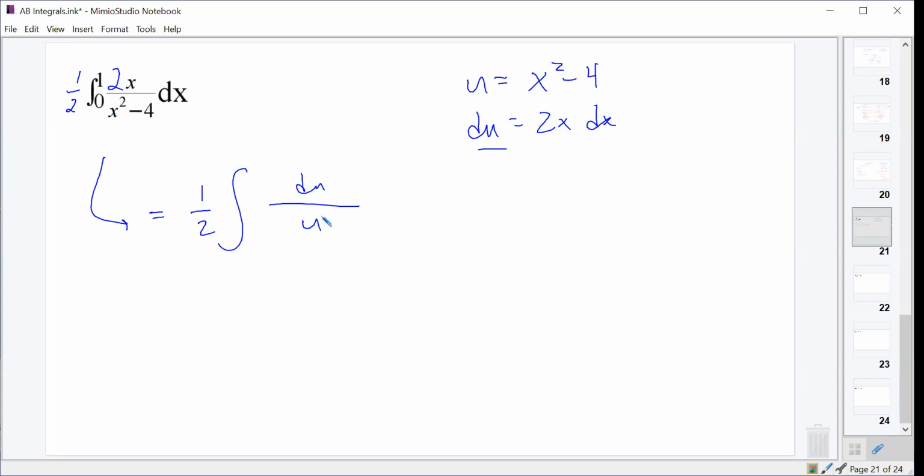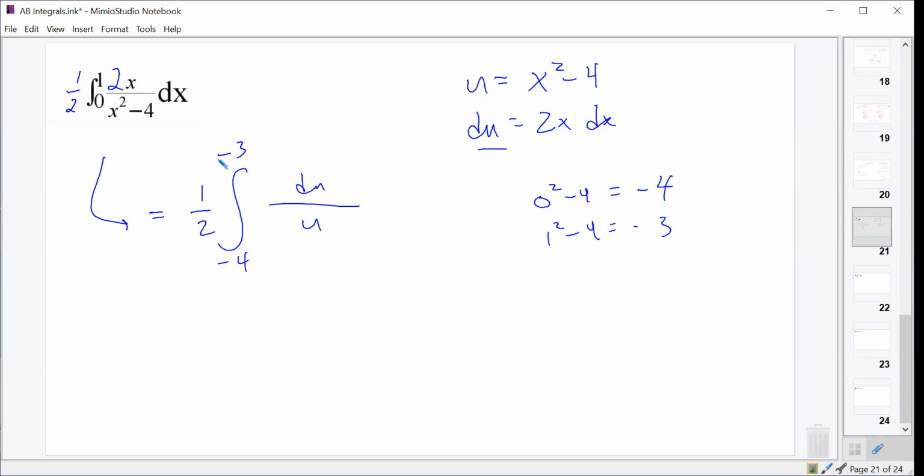Change the values from x values to u values. So we'll say 0 squared minus 4. What's 0 squared minus 4? Negative 4. And then 1 squared minus 4 ought to be negative 3. And so we've now just got 1/2 the integral from -4 to -3 of du over u.